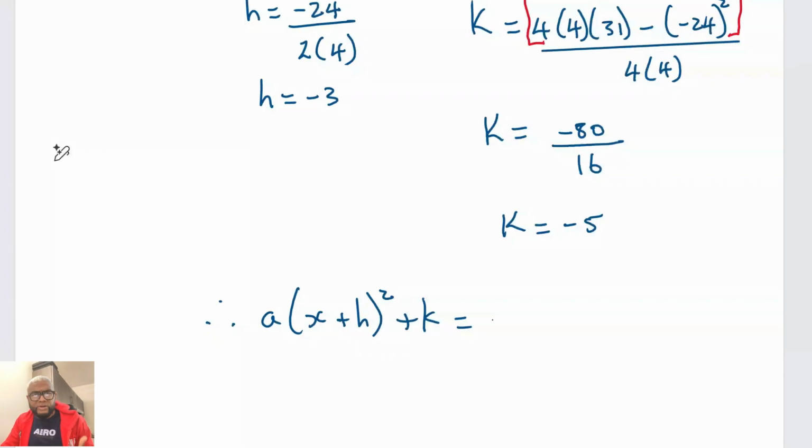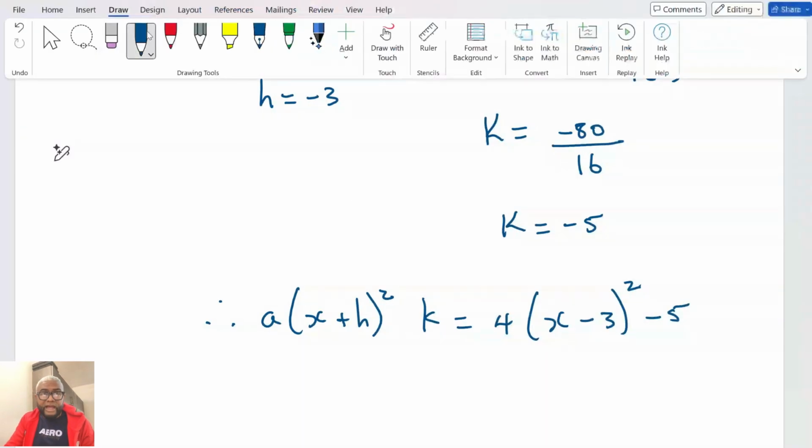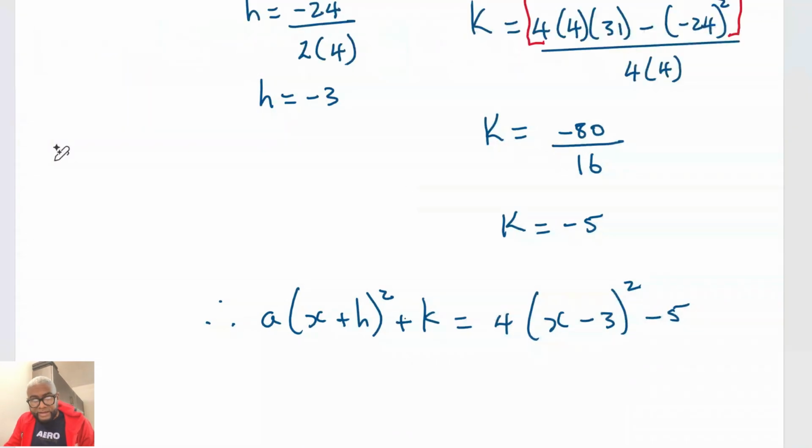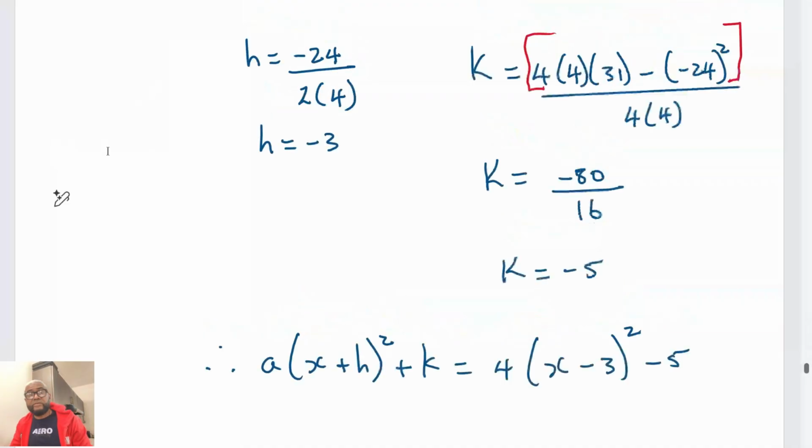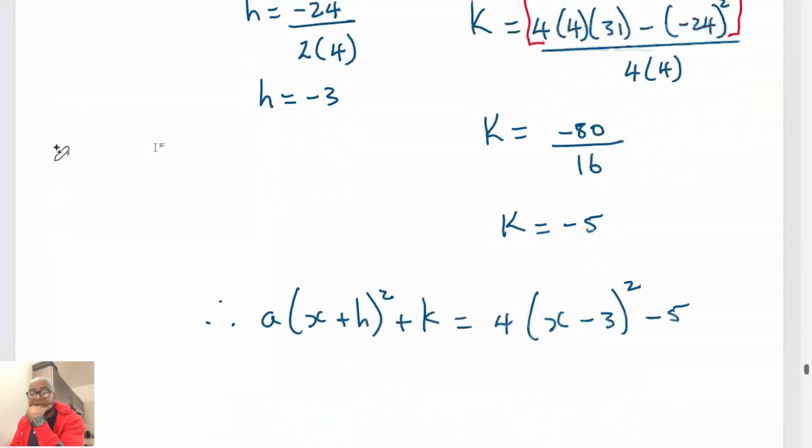So a is what? A was 4, and it was 4. So 4 times (x plus h), plus negative 3 will be minus 3, squared, plus negative 5 will be minus 5. This here is how we complete the square using my two formulas. I don't do it the other way. This is how I do it. I use the formulas. Memorize your formulas. Everybody good there?